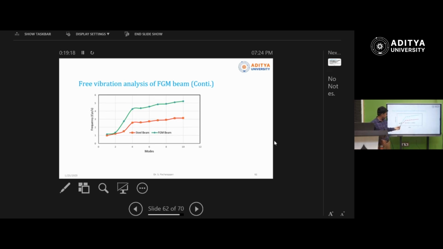So we can see the green color represents the functionally graded material natural frequency. Red color indicates the X52 steel natural frequency. So the natural frequency is higher in almost the 0 to 10th modes. The functionally graded material, FGM, possesses higher stiffness. So it is a suitable candidate for offshore structures.